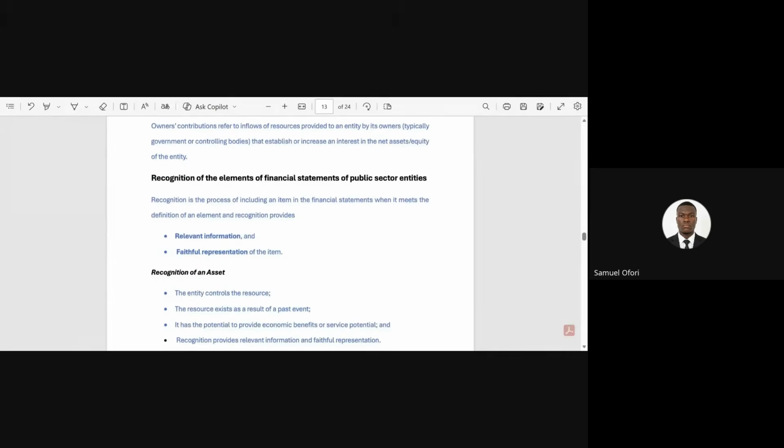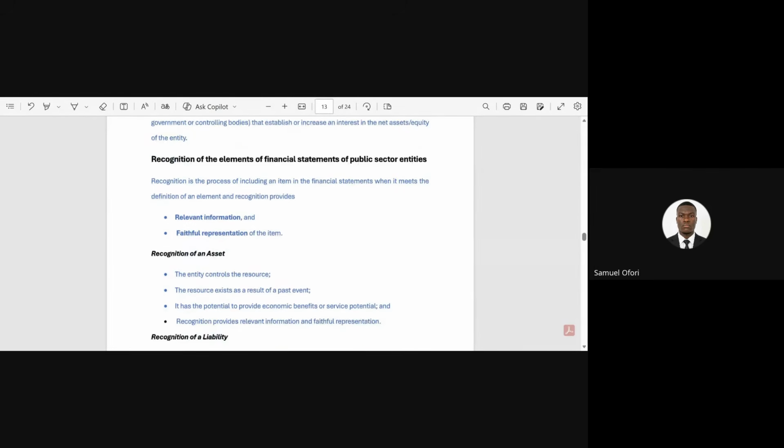All right, so let's look at the recognition criteria for an asset. It's just the meaning of the asset. I've divided them into four. We said that the asset is where an entity has control, as a result of what? Past event. So you recognize an asset if the entity controls the resource, and if the resource exists as a result of what? Past event. You bought the asset in the past.